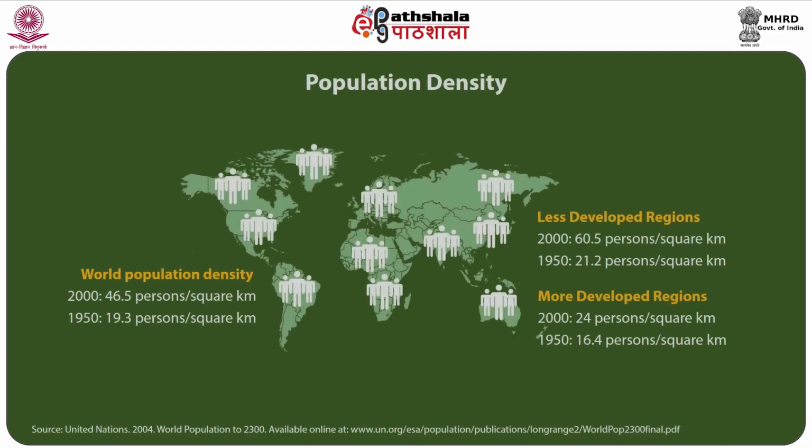For instance, in 1950, while more developed regions had a population density of 16.4 persons, it only increased to 24 persons in 2000. In the same period, in less developed regions, it was 21.2 persons in 1950 and as high as 60.5 persons in 2000, which clearly indicates that the density is higher and higher in the case of less developed regions, whereas in more developed regions it is slightly lesser.